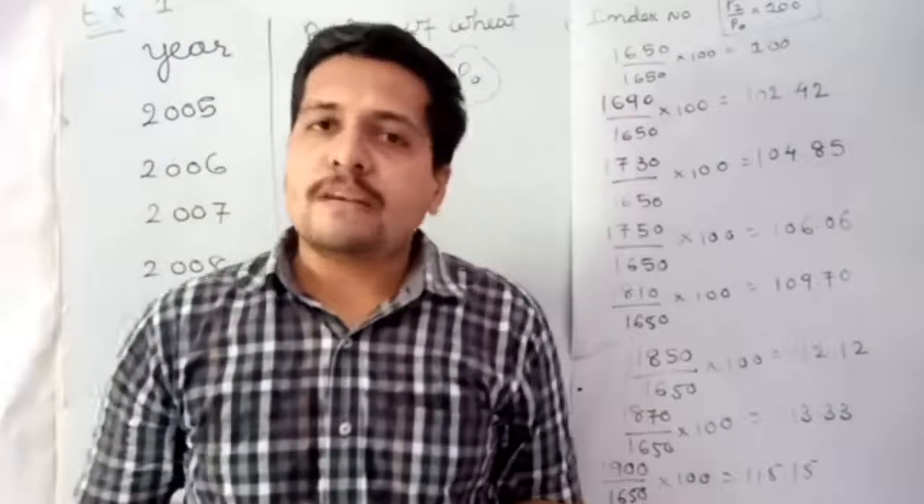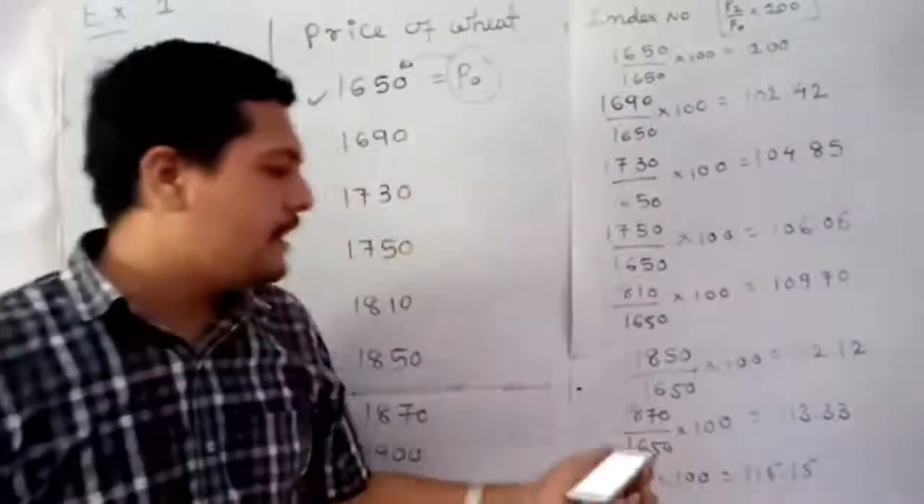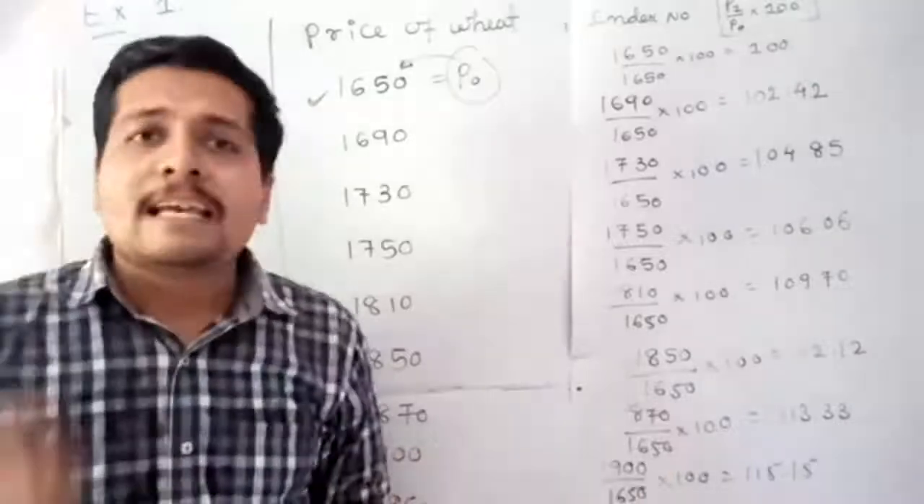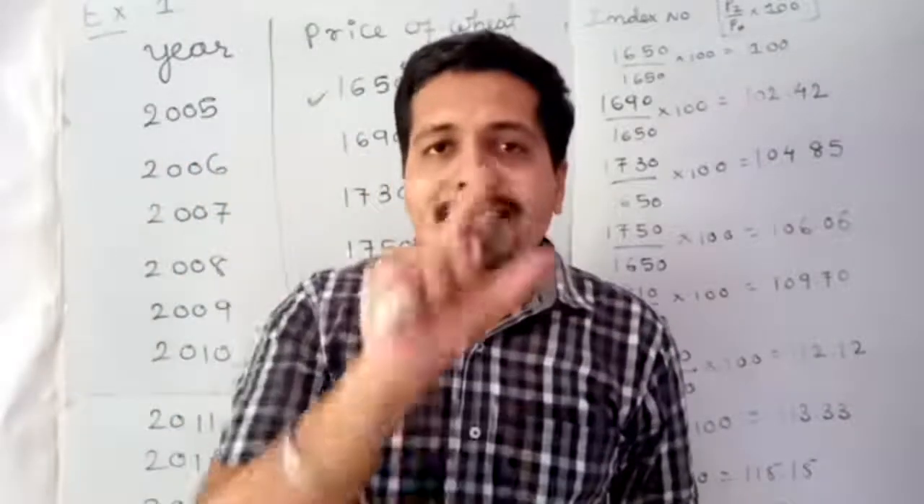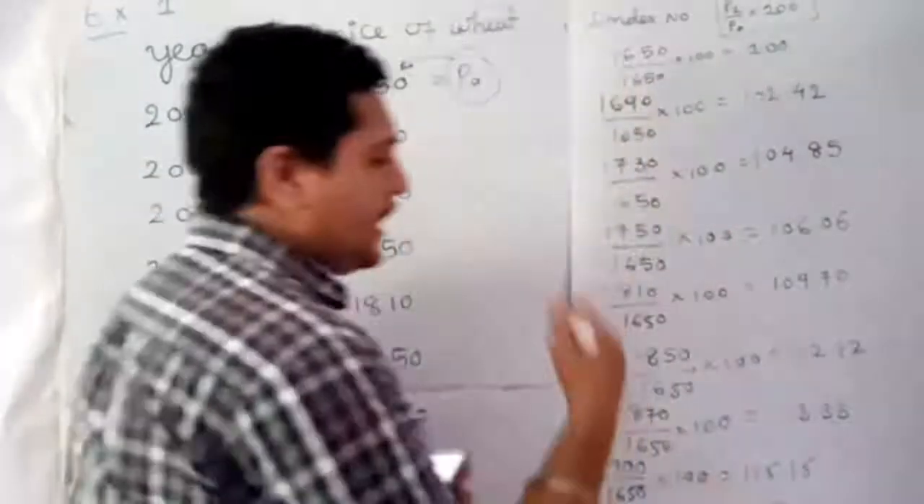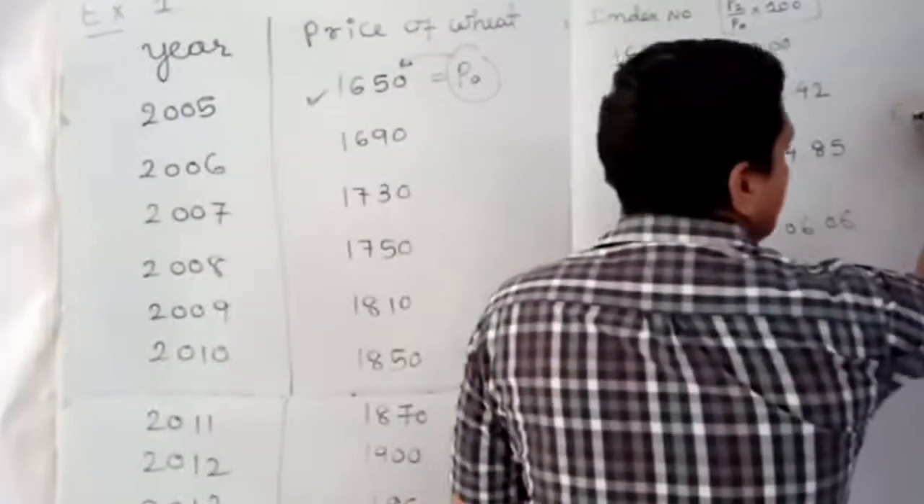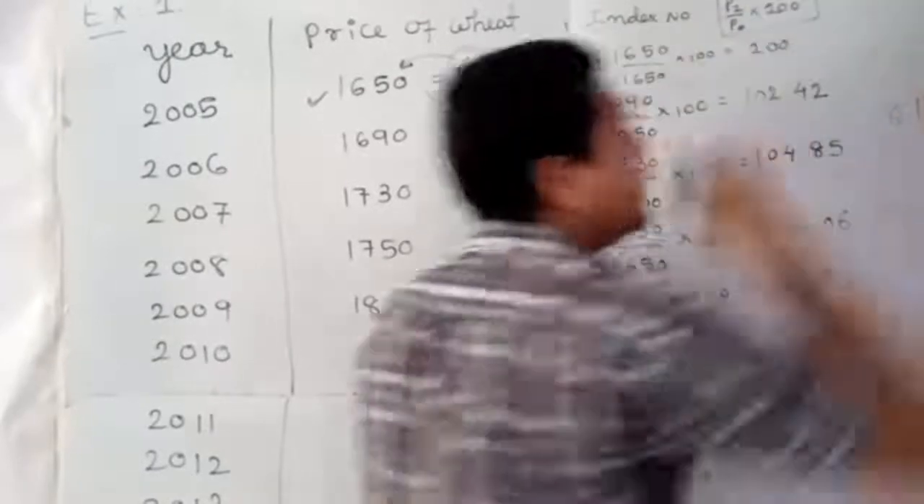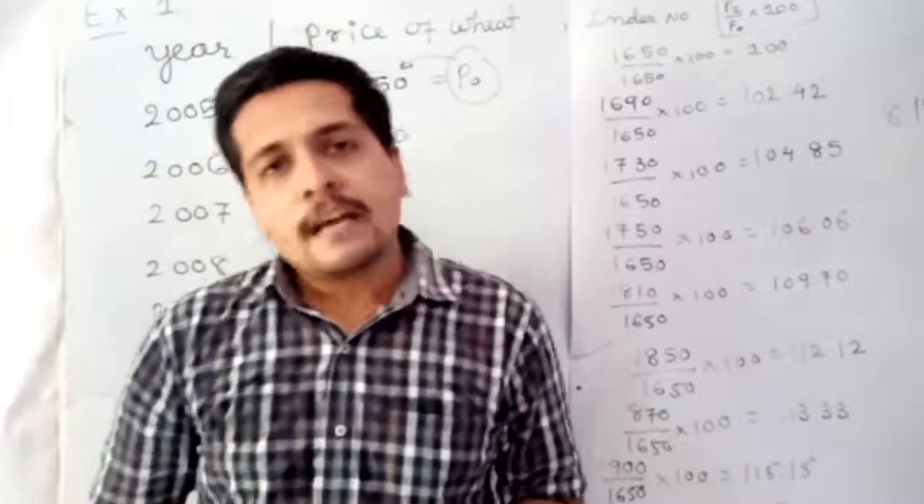So this is our first example. The answer is 118.18, which means the increase in price in 2013 as compared to 2005 is 18.18%. This is the answer.